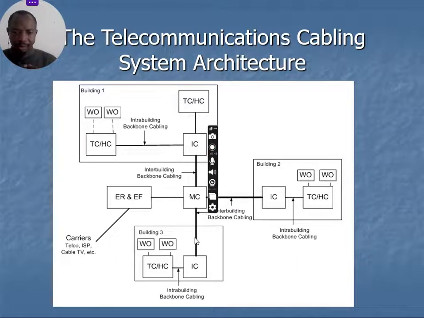The same thing happens in building 3. Exactly the same thing. From the main cross connect, we use a thick backbone cable called the inter-building backbone cable to the intermediate cross connect. From the intermediate cross connect, you take to your telecommunication cable, or your horizontal cable, or your horizontal cross connect, which is linked to your workstation outlet. So this is what happens here. Now let's go to the next page.